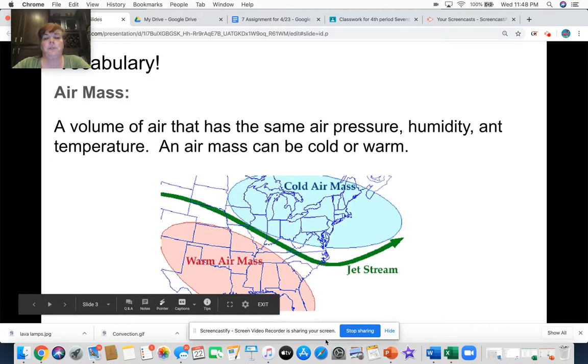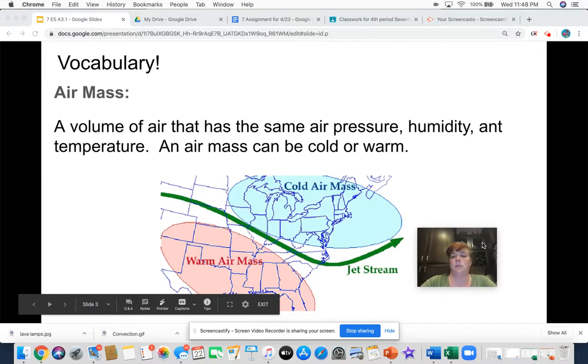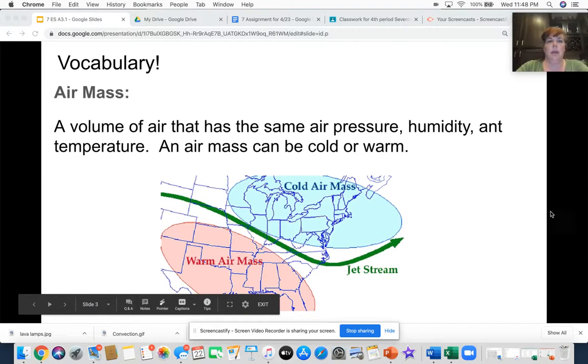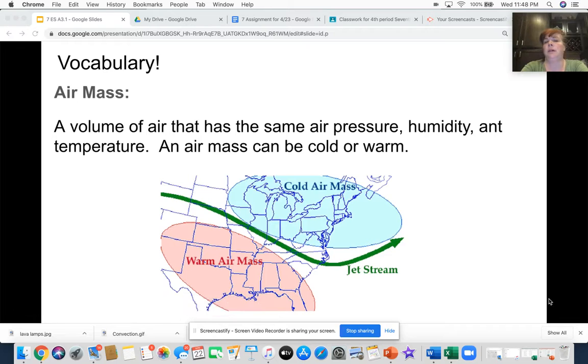All right, so first off, we have a few new vocabulary words. Okay, so the first vocabulary word we're going to be working with is air mass. An air mass is a volume of air that has basically the same air pressure, humidity, and temperature. An air mass can be cold or warm.